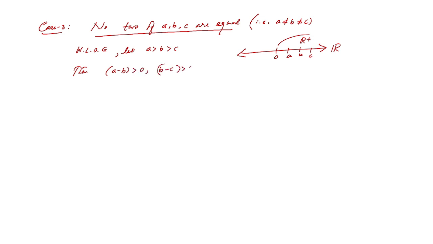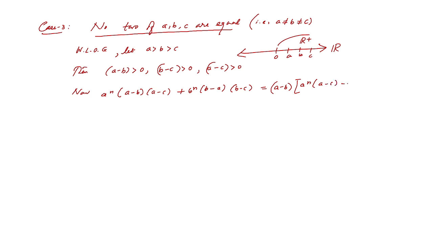B minus C, that part is also greater than 0. And A minus C is also greater than 0. From this we can write the expression: A to the power n into (A minus B) into (A minus C) plus B to the power n into (B minus A) into (B minus C). In this expression we take the common factor A minus B. So this will be A to the power n (A minus C) minus B to the power n (B minus C).